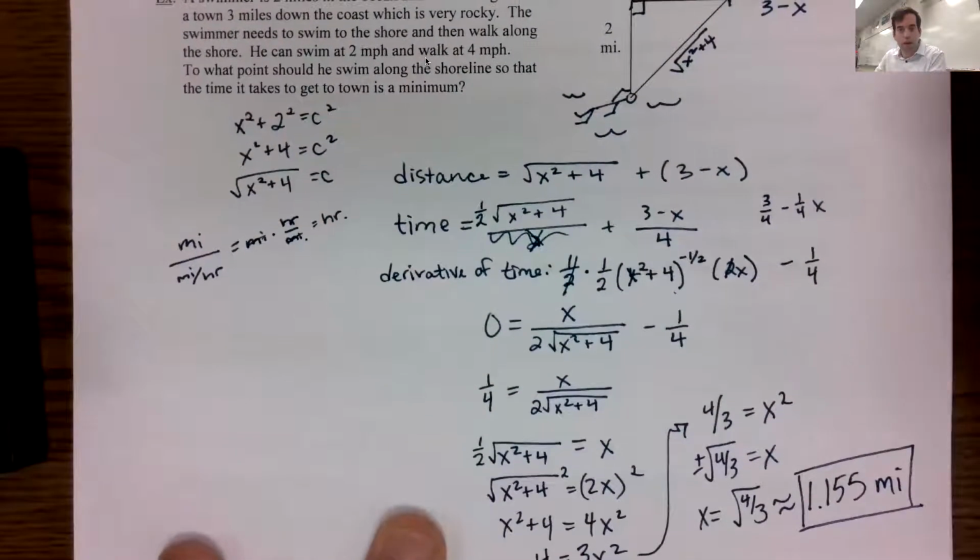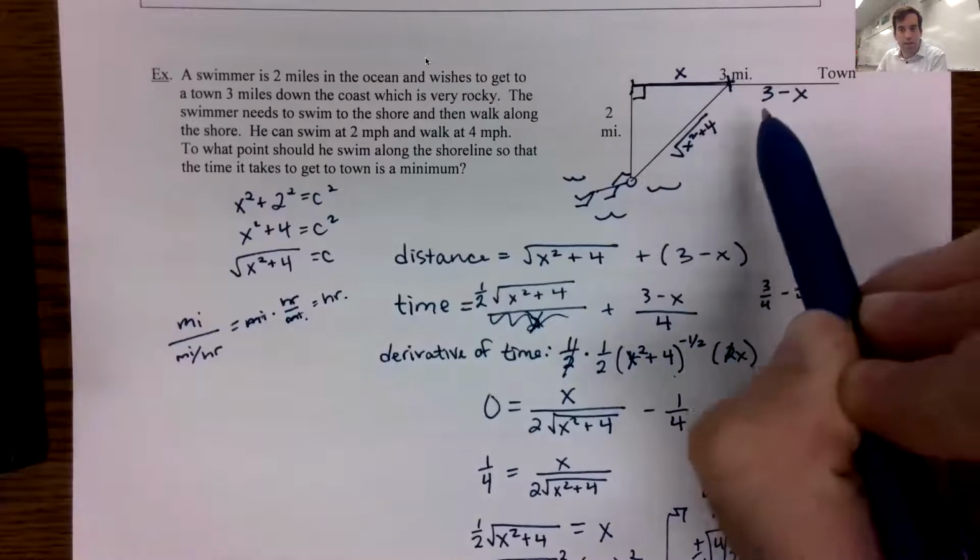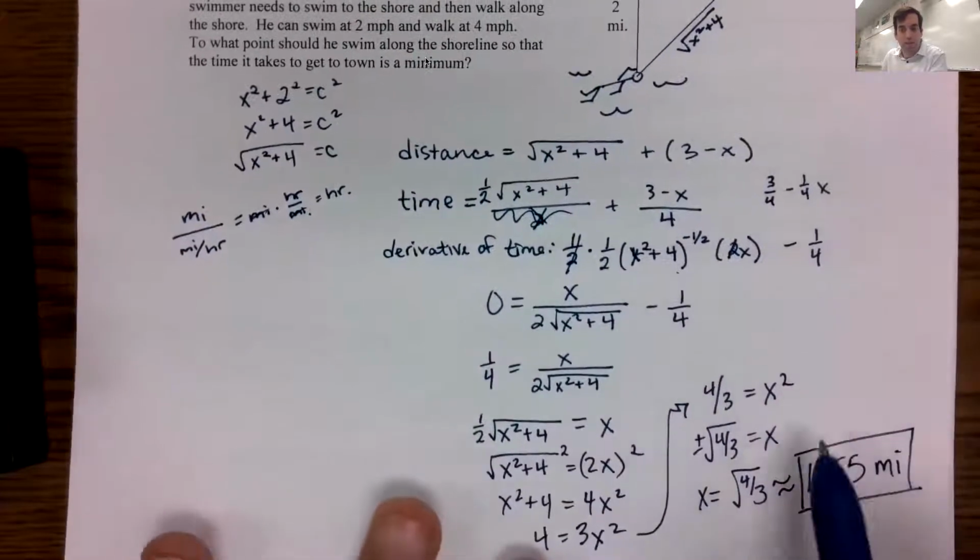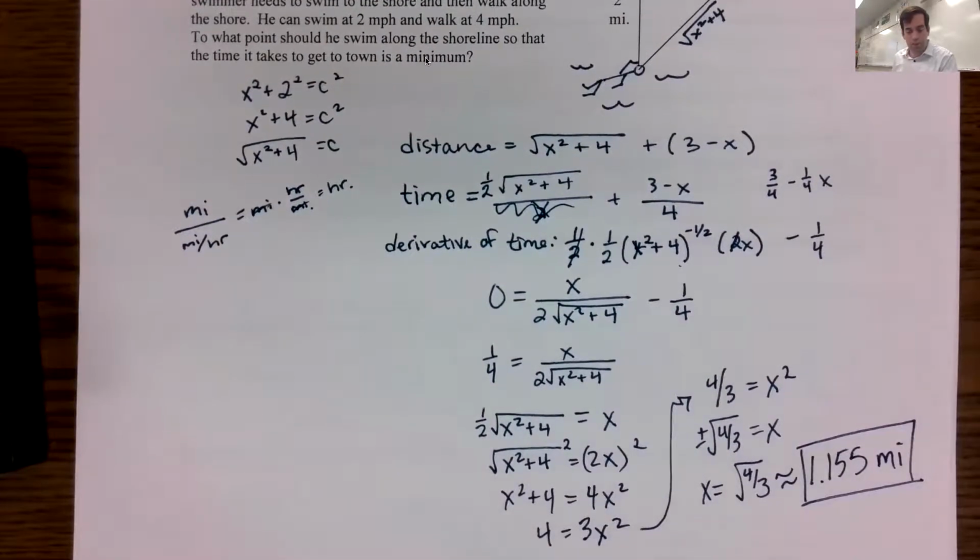Now, we weren't asked to find this distance and this distance. We could find that distance, but all we needed was x, and we got it. So there you go. Perfect. Let's keep going.